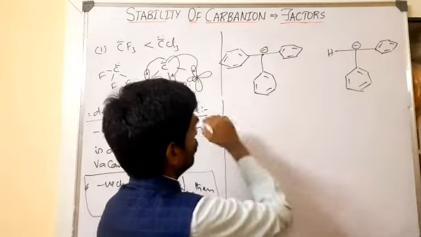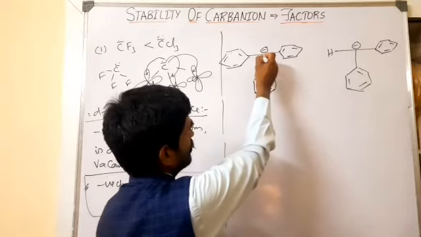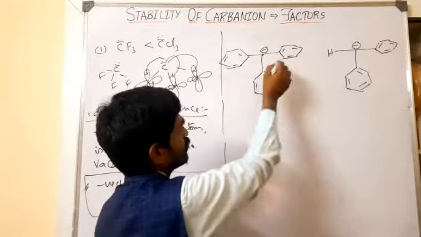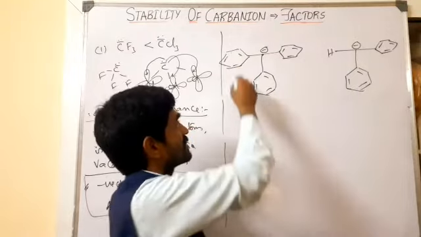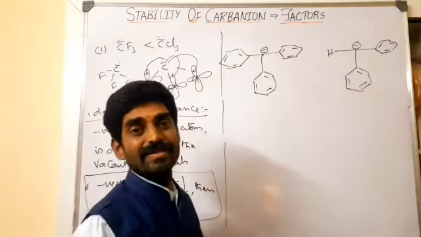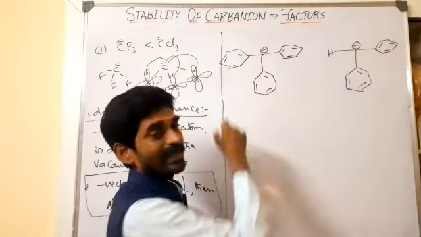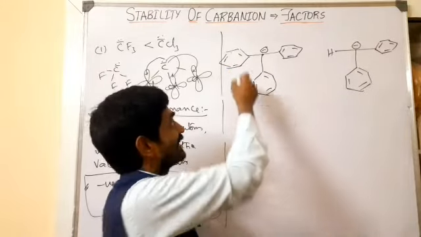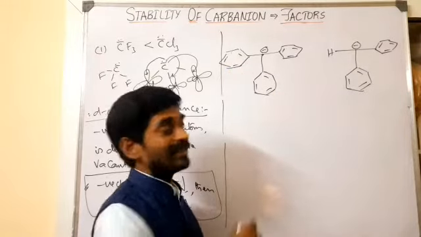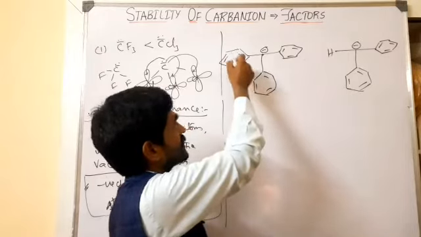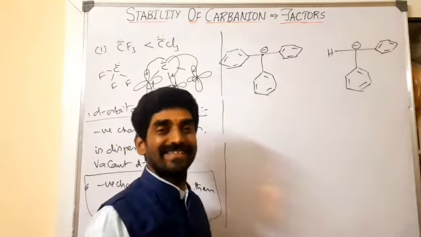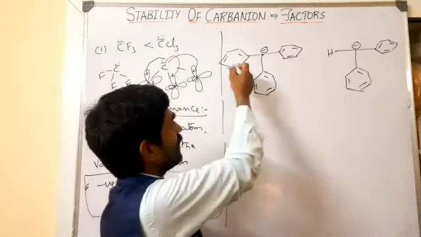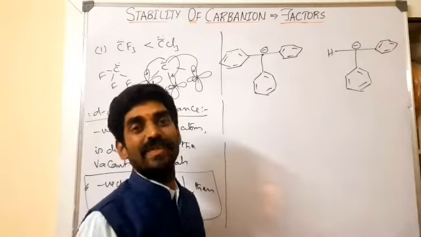Follow here. In this case, the carbon carrying negative charge is bonded with 3 phenyl rings. The phenyl rings are stable. Why? Because of delocalization. That is called delocalization of pi bond electrons along the length of the carbon chain. That is called resonance. And also aromaticity is there, that is 4n plus 2 pi electrons.